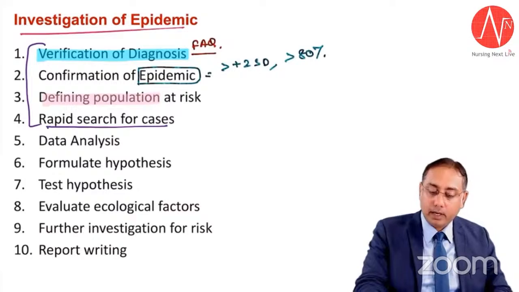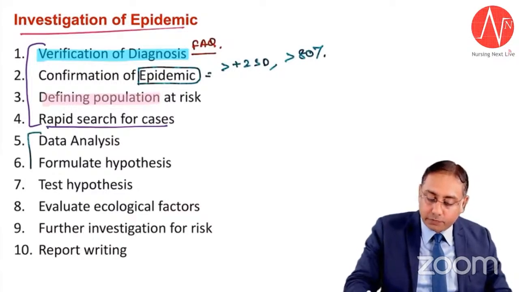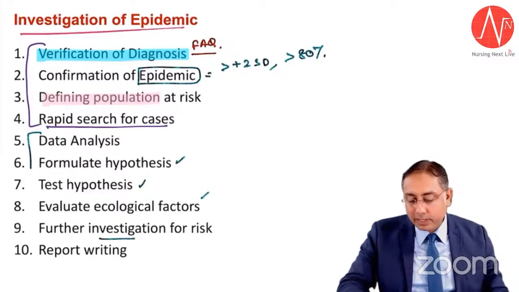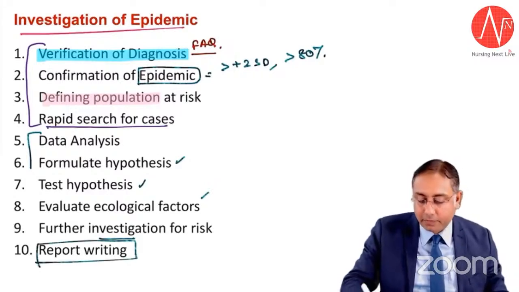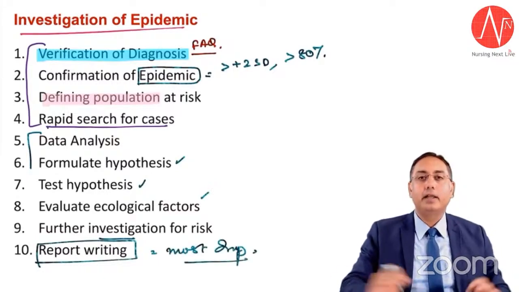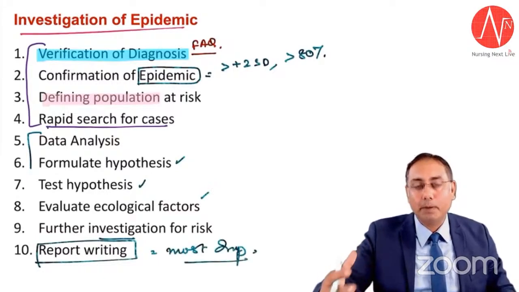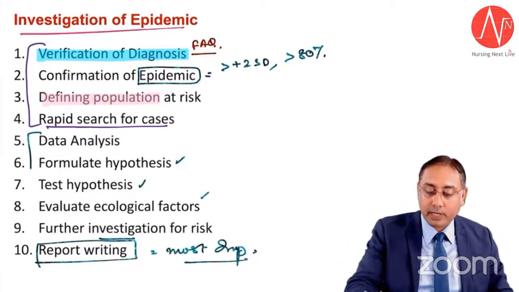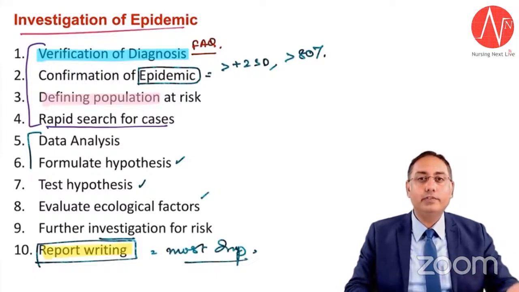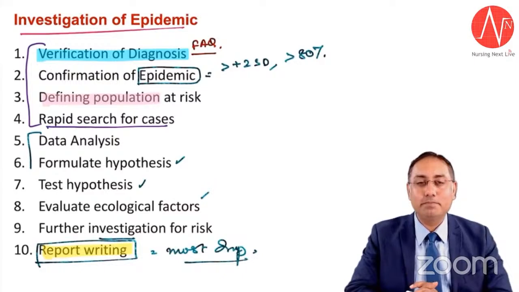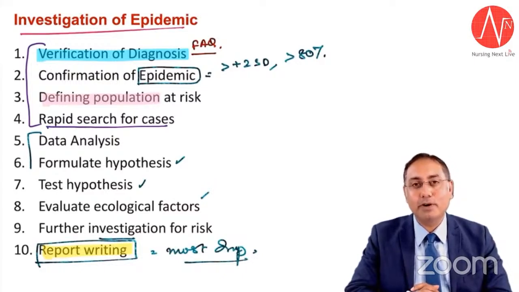Then you are allowed to do data analysis, formulate and test hypotheses, evaluate ecological factors, and do further investigation. And very important, in fact the most important step, I would say, is report writing, and telling the public, the officials, and your seniors that this is what actually happened. You can't do an investigation and keep everything to yourself. So this also has been an MCQ: which of the following is the most important? It is dissemination of the data.